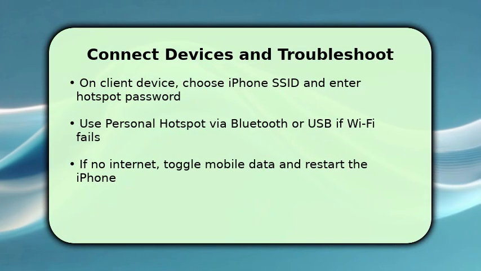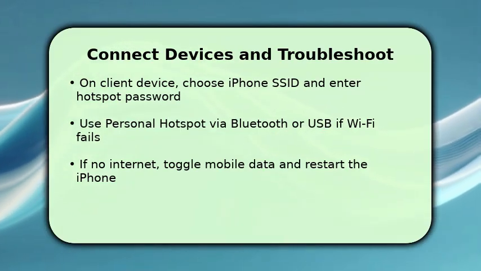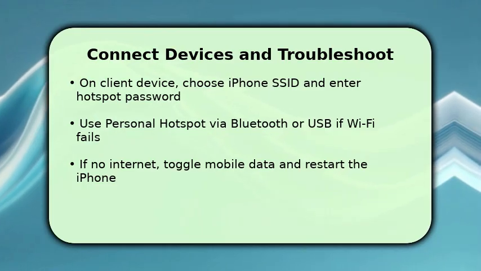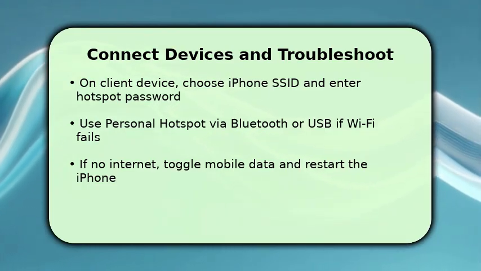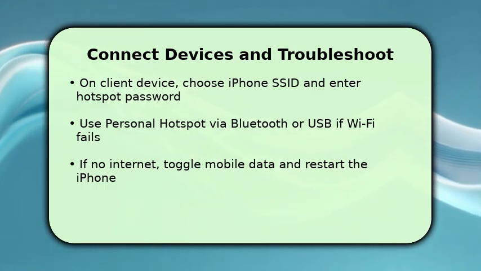Finish by connecting your other device. Pick the iPhone SSID from Wi-Fi lists and enter the hotspot password. You can also pair via Bluetooth or plug the iPhone into a computer with USB for a stable connection. These alternatives help when Wi-Fi is unreliable.